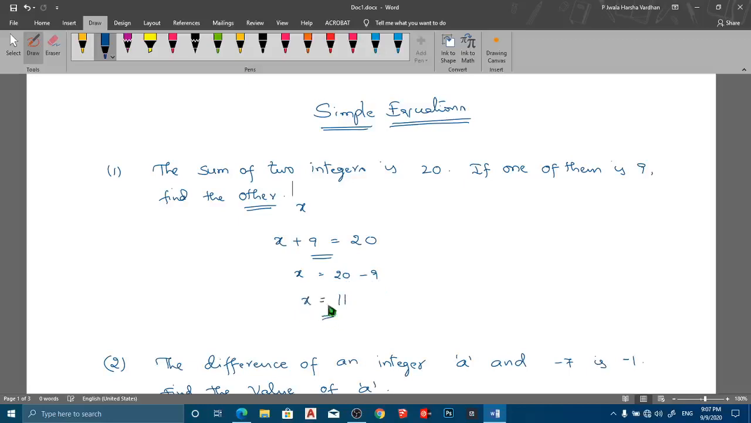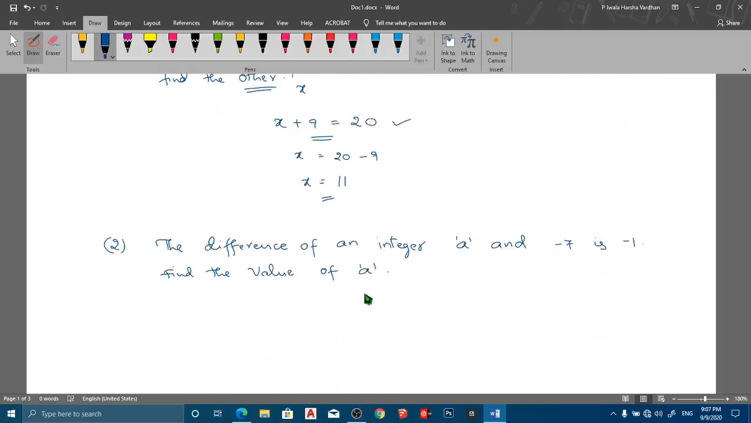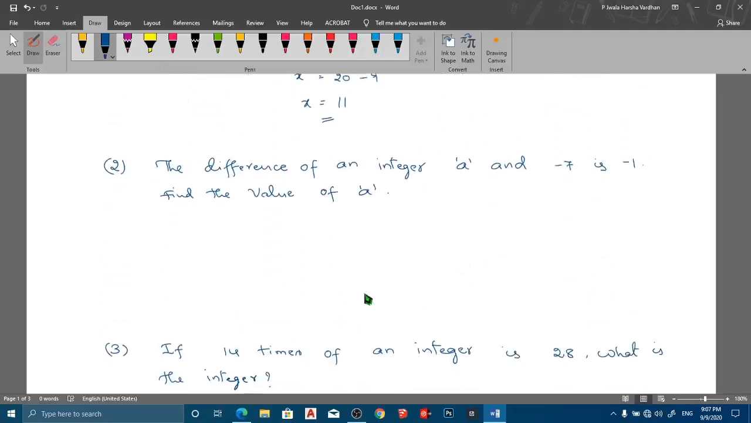So this is the unknown number. Finding the unknown number we have to do by using equations only. So here this is one of the applications of the equation. Already you learned this, but you didn't know a special chapter is for this also. Next one more problem: the difference of an integer a and minus 7 is minus 1.